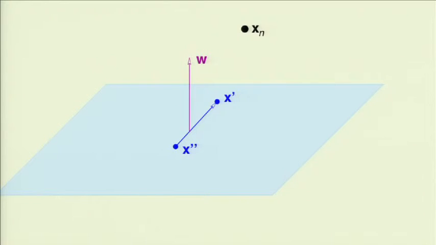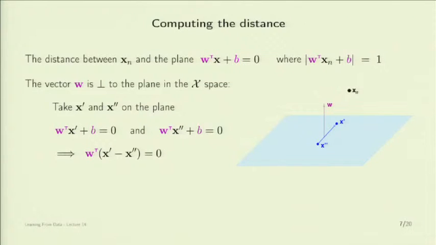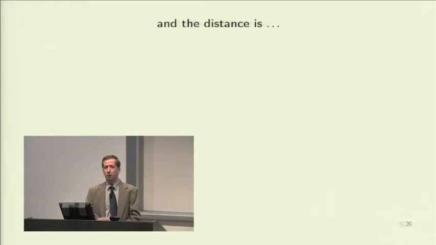The interesting thing is that we didn't make any restrictions on x dash and x double dash. These could be any 2 points on the plane, right? So now the conclusion is that w, the same vector w that defines the plane, is orthogonal to every vector on the plane, right? Therefore, it is orthogonal to the plane. So we got that much. We know that now the w has an interpretation. Now we can get the distance.